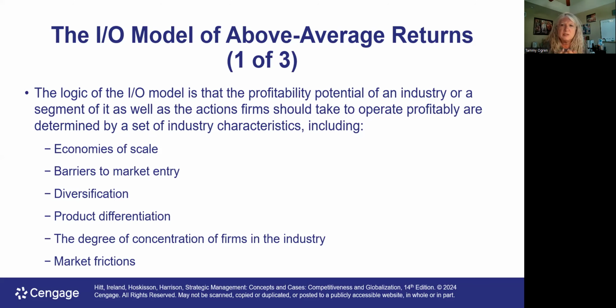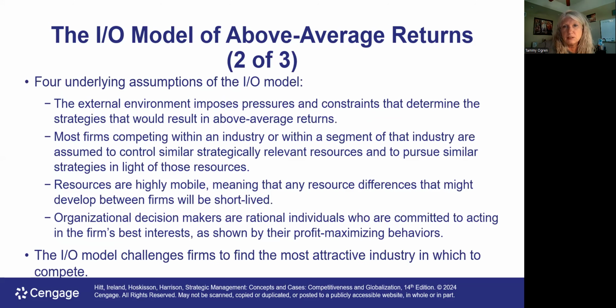So this model suggests that returns are influenced more so by the characteristics of what's going on in the industry and outside our organization than our own internal resources and capabilities. So a firm is able to increase its performance only when it competes in the industry with the highest profit potential, and it learns how to use its resources and implement the strategy required by the industry's structural characteristics.